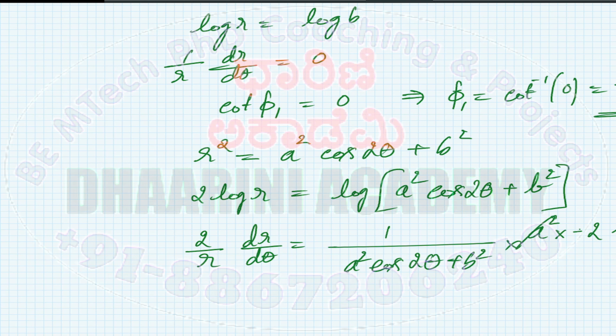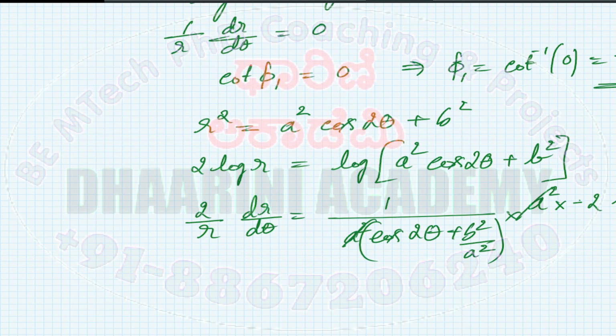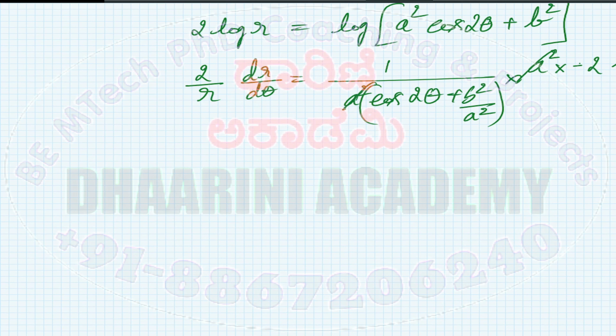So a square, can I cancel? No, sorry, I cannot cancel, but if I divide this by a square I can do this. Yeah, I'll do that. Okay, so a square, I'll cancel this. This is going to help me out. So on the left hand side I have 2, that 2 will cancel with this 2. So now 1 by r dr by d theta is nothing but say cot phi 2.